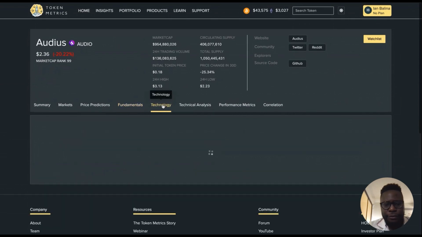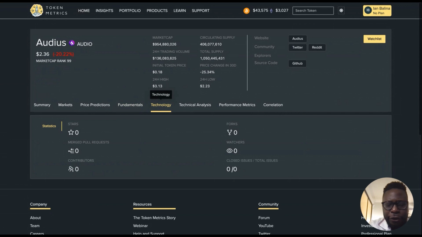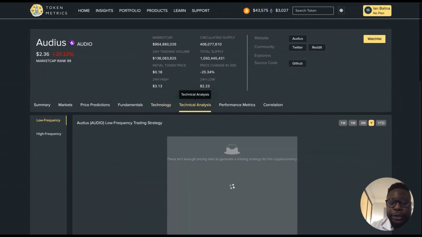Now, let's go to technology. Right now we can automate if they have a GitHub and pull in data from there. Not launching with version 2 of Token Metrics, we'll be adding automated code reviews. So stay tuned for that. Now let's go to technical analysis.